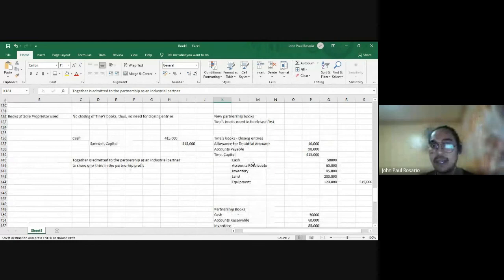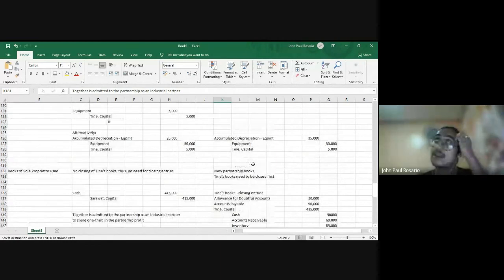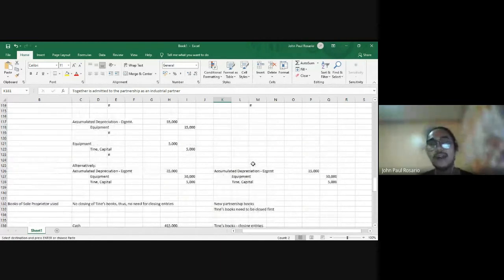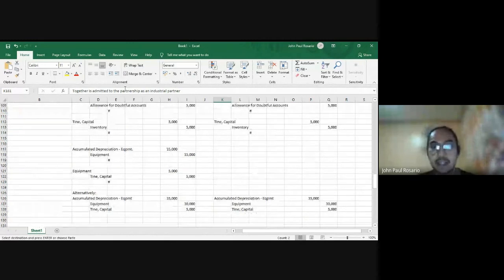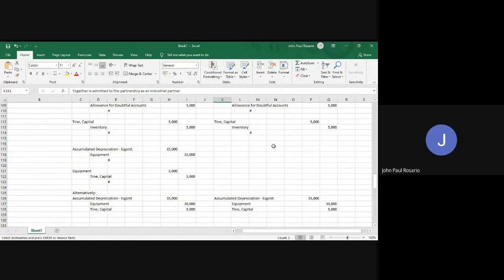So, what I'm saying here is that if the existing sole proprietor's books will be utilized, the owner of the book being utilized stops at the adjusting entries. His entries will stop there. And then the entries of the other partner, whose book was closed, will be added. Okay? So with that, I think we're done with our discussion of partnership formation.